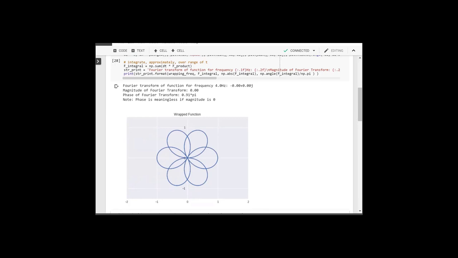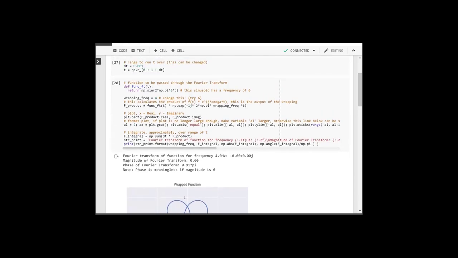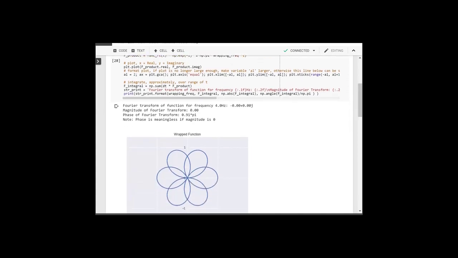And for all non-natural frequencies, for frequencies that are not contained in the actual function itself, when you do that for negative infinity to infinity, you're going to get something that's effectively zero. Not effectively, it is zero, because all the wrappings are going to cancel out. It's going to be equally large above and below the origin, and to the left and to the right. So the imaginary component is going to be zero, and the real component is going to be zero.